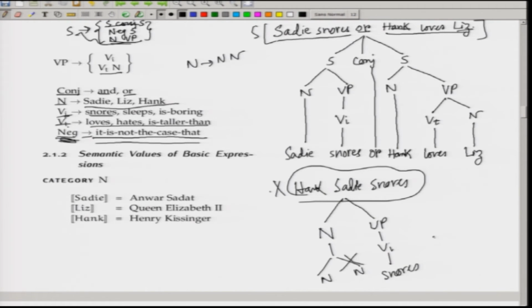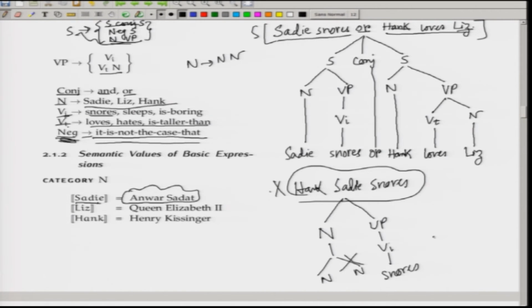So, the denotation of Sadie is Anwar Sadat. Now, we cannot copy paste Anwar Sadat, the real person, here. That is the reason we are writing the full name, but imagine that this is the real person, Anwar Sadat. This is not a name. This is a name.